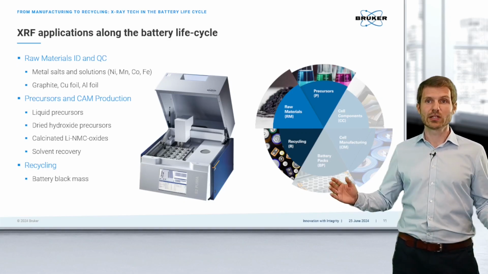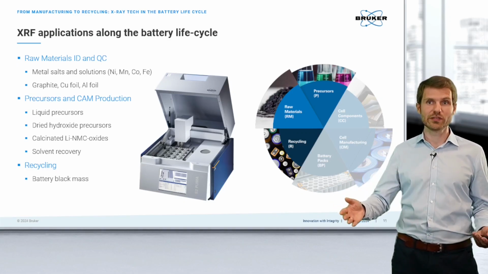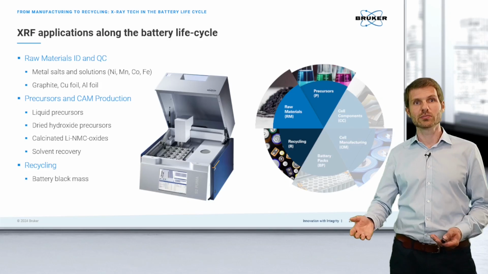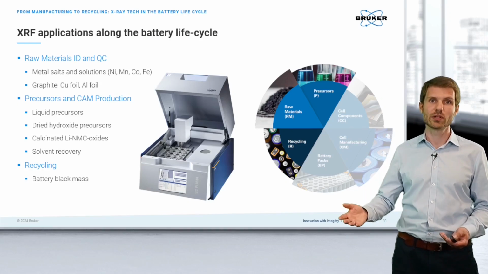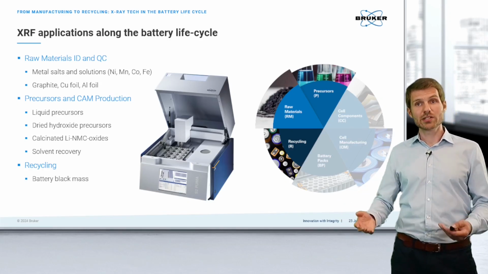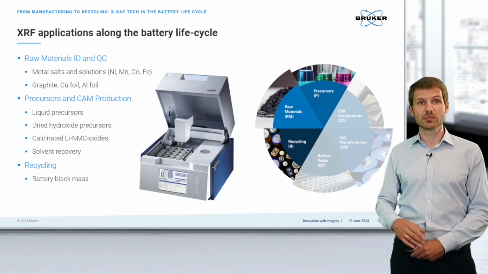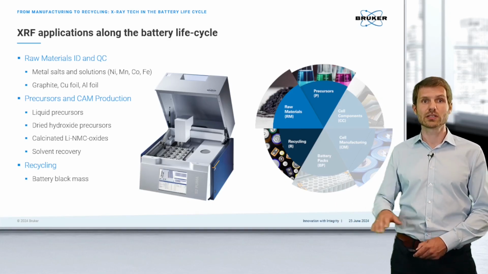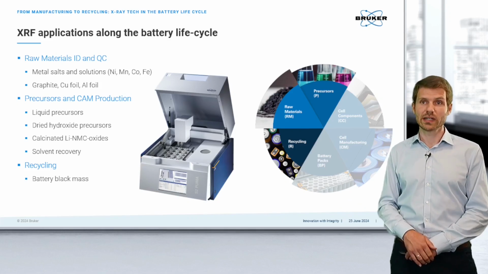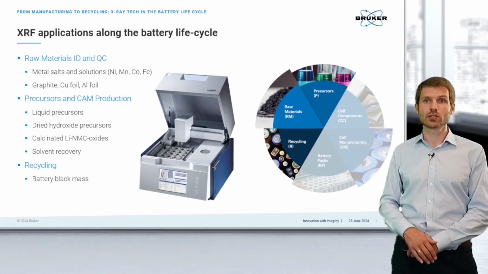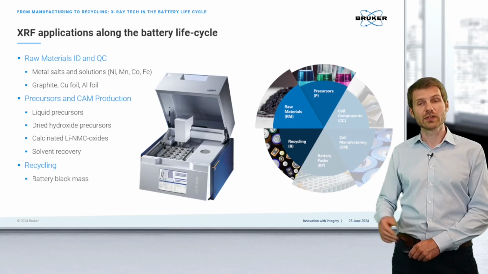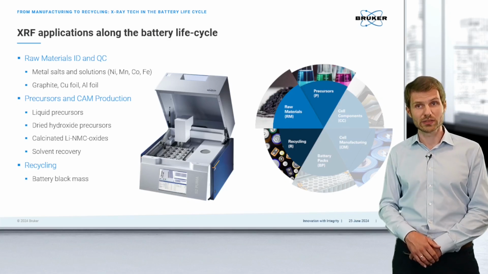This includes mainly raw materials. I didn't touch everything today. We can also measure graphite, aluminum, and copper foil, for example. A major application segment is in the part of precursors, starting with the liquid precursors, going down to the final cathode active material, and even solvent recovery analysis. And finally, I talked about recycling applications.